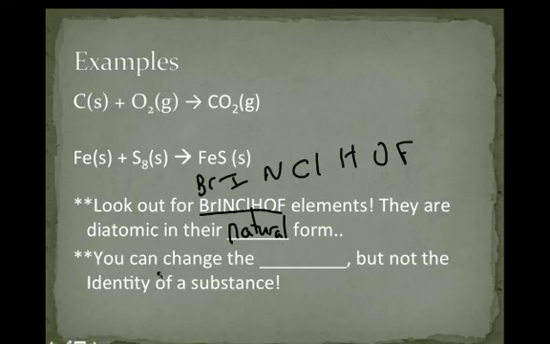Okay, and here you can change what? That's right, the coefficient, but the coefficient tells you how much, or the amount. So you can change the amount, but not the identity. The amount is the coefficient, 8 and 8. The identity is the subscript.